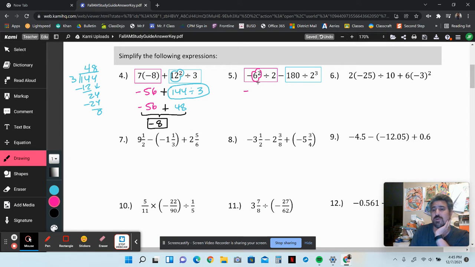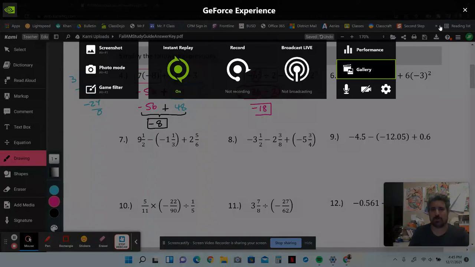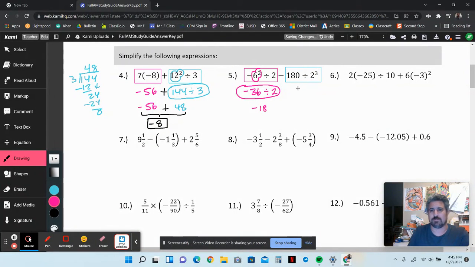6 to the second power is 6 times 6, which is 36. And then you're going to divide that value by 2. So this whole thing still stays negative because a negative divided by a positive is negative, and 36 divided by 2 is 18. So you're going to end up with negative 18 for that first part of it. That's your first term. The operation between them is the subtraction, and then we've got to figure out what this blue value is, the second term.